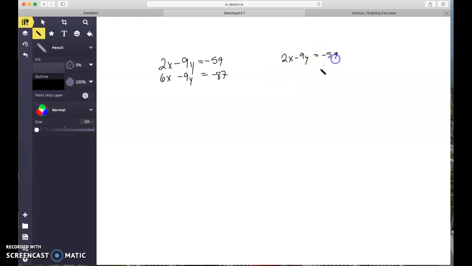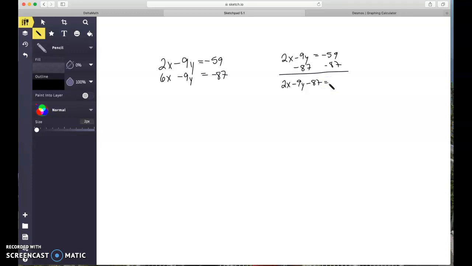negative 59, right? And I can do my properties of solving say that I can add or subtract anything I want to the equation as long as I do it to both sides of the equal sign, right? So if I wanted to subtract 87, I could do that. I just have to keep my equation balanced and do it to both sides of my equal sign, right? So I would have 2x minus 9y minus 87 equals, whatever 59 minus 87 is.